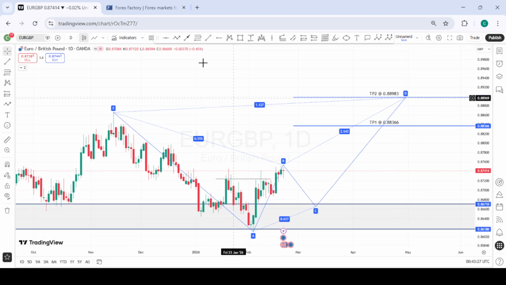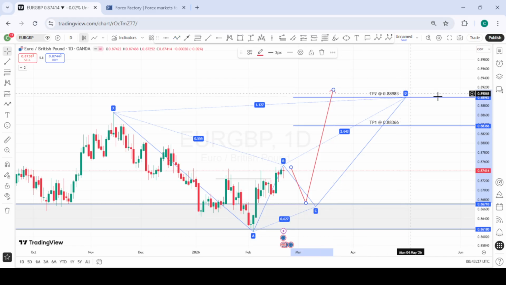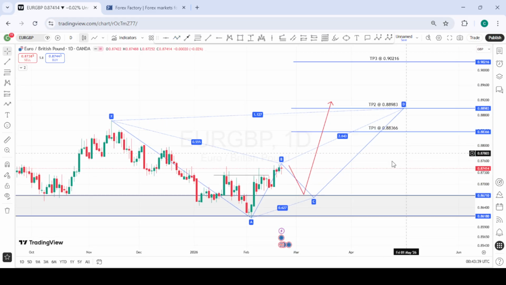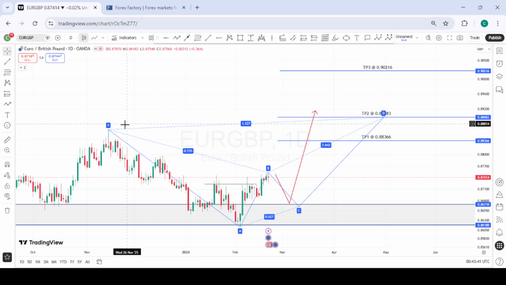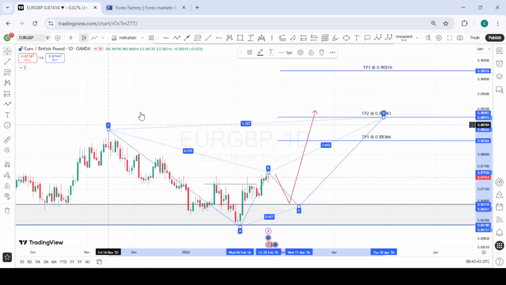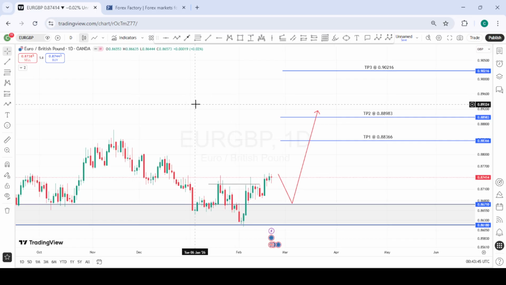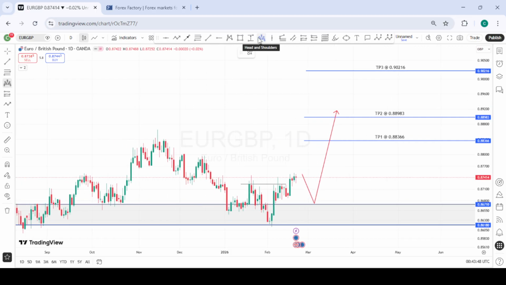So what we are waiting for is a possible C-leg formation, or a possible right shoulder formation, and we look for buying opportunities to the upside for this setup on EURGBP. It also looks like an inverse head and shoulder formation. So let's be patient to see how price develops.